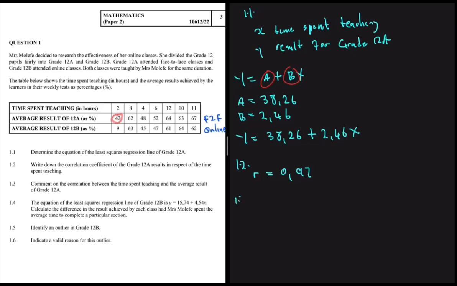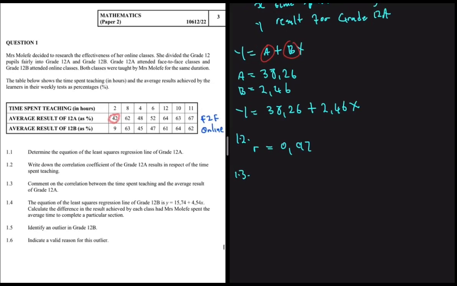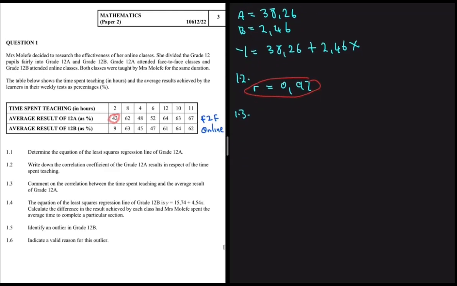And then 1.3 says let's comment on the correlation between the time spent teaching and the average results of grade 12A. So we can see that we have a correlation value of 0.97, and this is very high. So for our comment, we can say that we have a very strong positive correlation. So you just write down we have a very strong positive correlation between the time spent teaching and the average result. It seems like the more we're teaching, the more the results are going up. So that's a very strong positive correlation. And then now we can do 1.4.